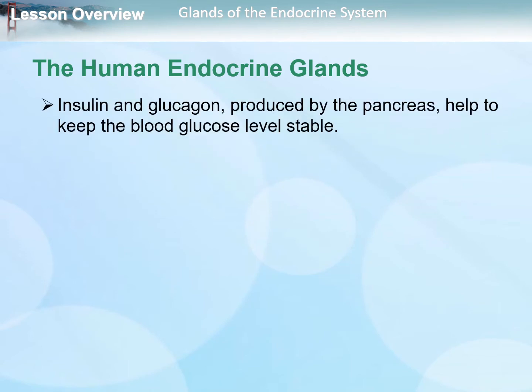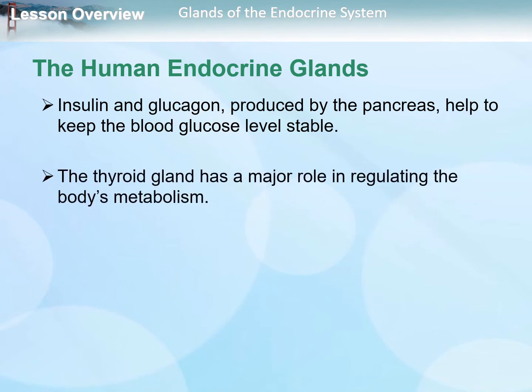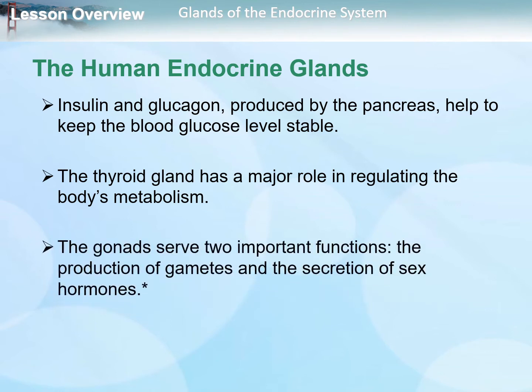The human endocrine system regulates a wide variety of activities. Insulin and glucagon produced by the pancreas help to keep the blood glucose level stable. The thyroid gland has a major role in regulating the body's metabolism. The gonads serve two important functions: the production of gametes and the secretion of sex hormones. So the major glands of the endocrine system include the pituitary gland, the hypothalamus, the adrenal glands, the pancreas, thyroid gland, parathyroid glands, and reproductive glands.